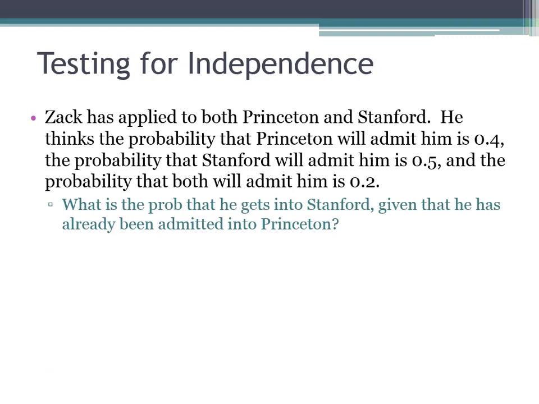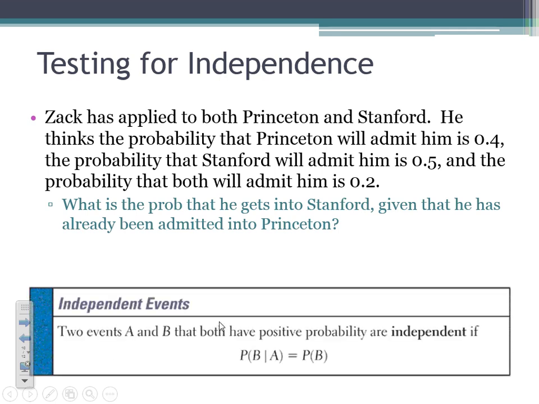All right, so what this means, since that number stayed the same, is that Princeton and Stanford, him getting admitted into those colleges, were independent of each other, right? The fact that he got into Princeton didn't impact the fact that he got into Stanford, because the probability of B given A, which we just calculated to be 0.5, was the same as him just getting into Stanford, 0.5.